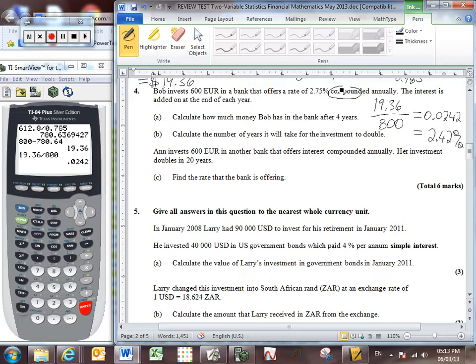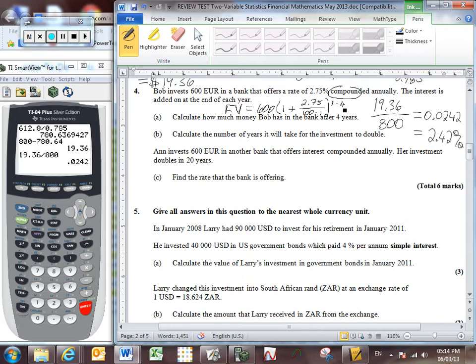We can use the formula where we know that says how much money does Bob have in the bank after 4 years. So we could use the formula where future value is equal to the present value times 1 plus the interest rate divided by 100k, where in this case k is 1 because we're only compounding once each year, and then it's to the power of kn, where again k is just 1 and then n is the number of years, or 4.